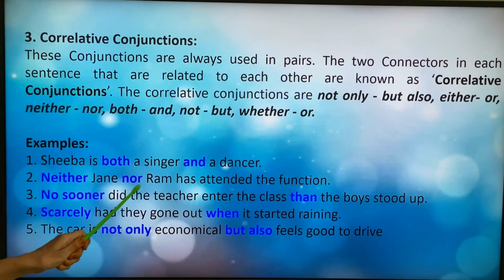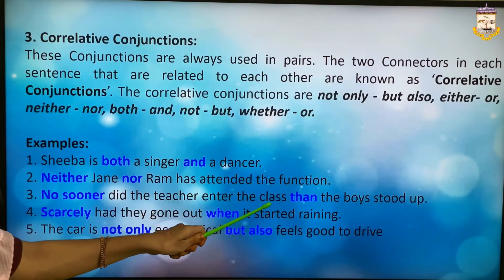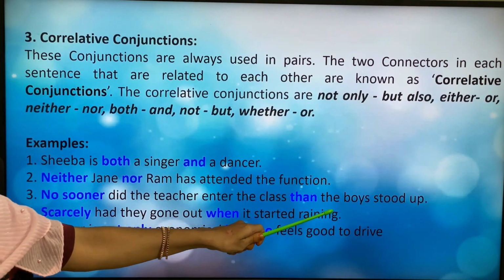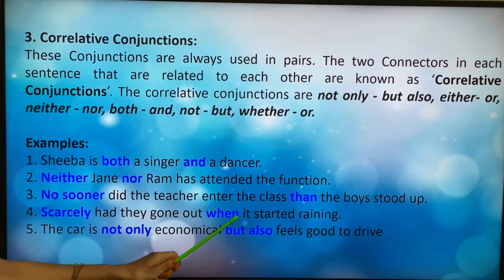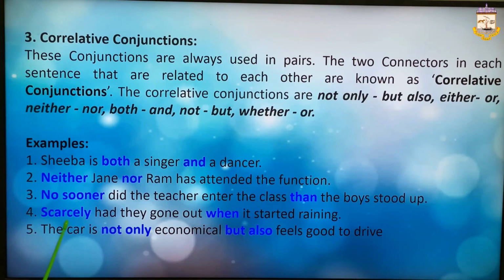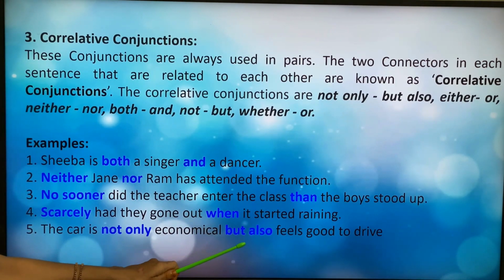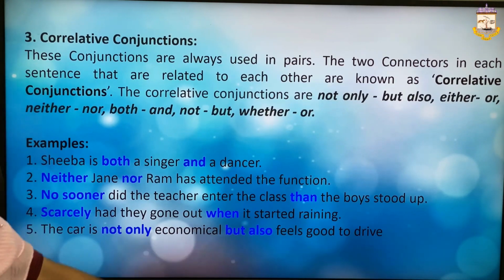No sooner did the teacher enter the classroom than the boys stood up. No sooner than, they come together. Scarcely had they gone out when it started raining. Scarcely when is a pair. The car is not only economical but also feels good to drive.